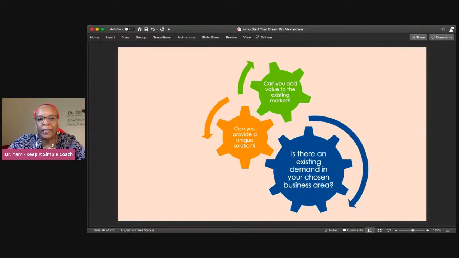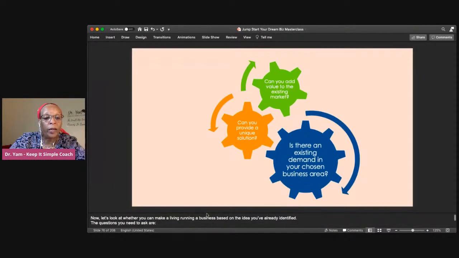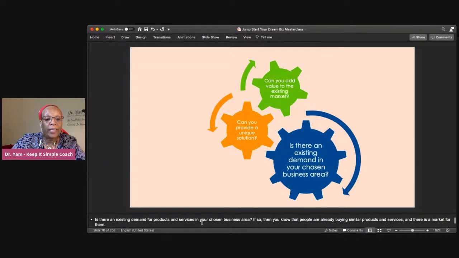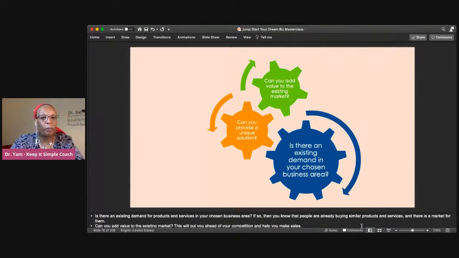When we think about your ideal customer or your target audience, it's interconnected with the way in which you want to run your life and the ideas that you have in identifying them. The question you're always going to be asked is, is there an existing demand for the chosen business area and the idea that you have? Remember, we're not asking you to be so innovative that it has to be totally out of the box, but you do want to make sure that there is a demand, because if there's a demand, people are willing to pay money, and you want to get your piece of the pie, right? If you know that people are already buying a similar product from somebody else, then there's a market out there for you.